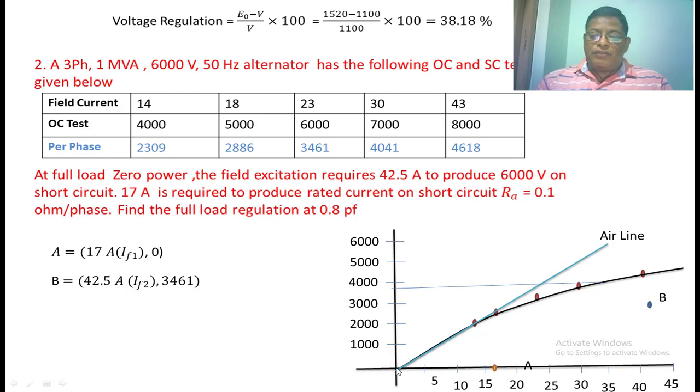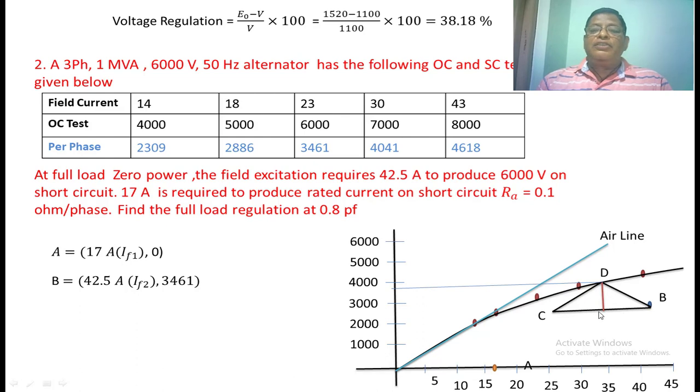Now you have to measure the length OA, from this point to this point. The same length from point B, you have to draw parallel to the x-axis, that is BC. From the point C, you draw one line parallel to the air gap line up to the OCC, that is CD. Now you join D and B, that is DB. From the point D, I have to draw one line perpendicular to BC. This triangle is nothing but the Potier triangle.